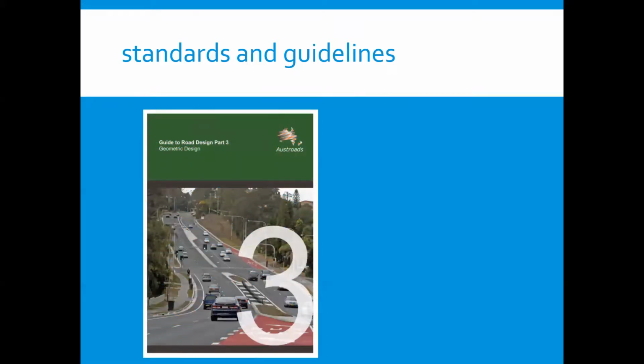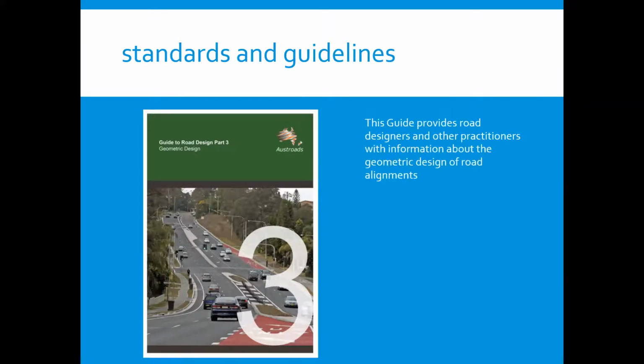One of the main sources of knowledge, other than my lectures and my notes, is the available standards and the guidelines. The most suitable guideline, rather than standard, is the Guide to Road Design, Part 3, Geometric Design, prepared by Austroads. This document provides road designers and other practitioners with information about the geometric design of road alignments.